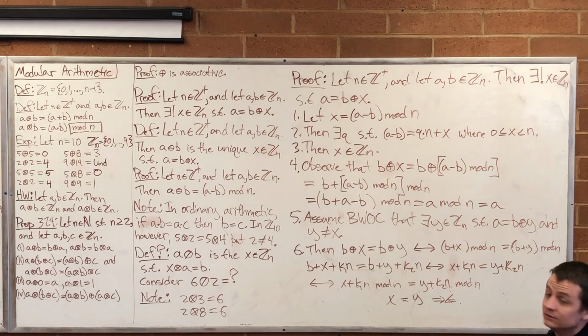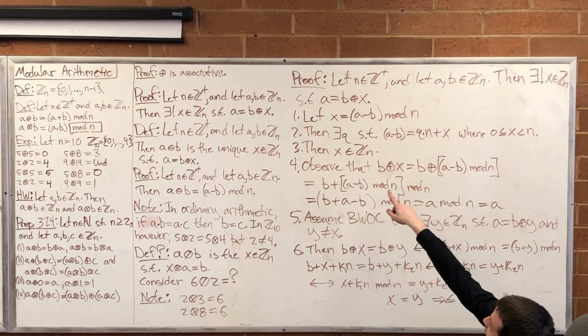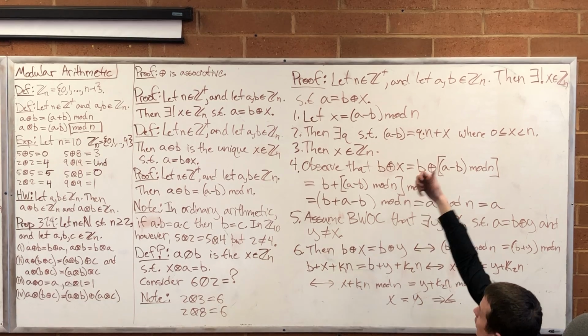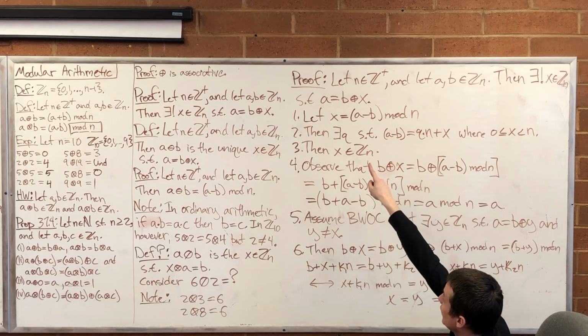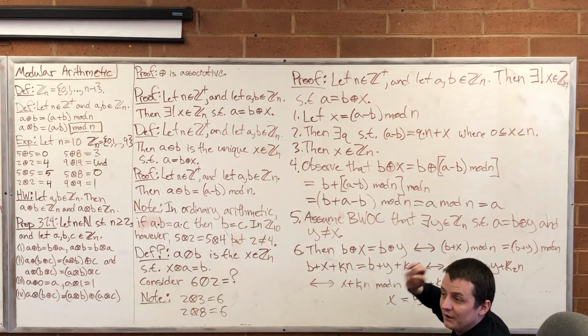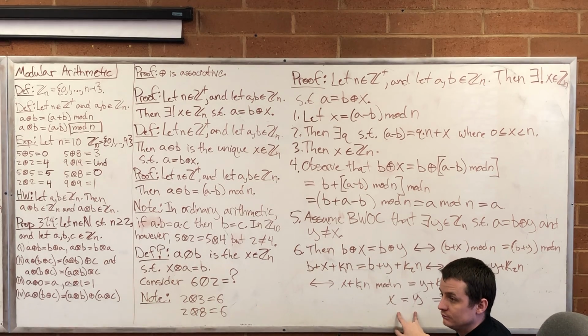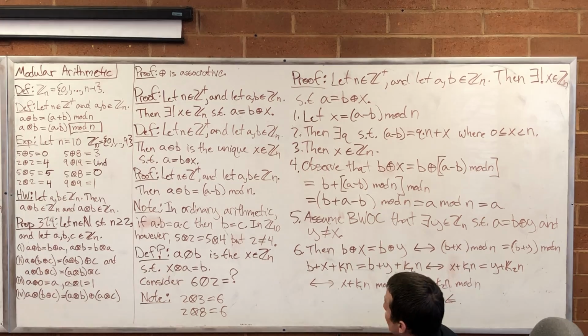Make sense? Yeah. We showed three things. We showed, first of all, that x equal to that thing is going to be the x that satisfies this. We showed 1, that x was in Zn. 2, that x satisfies that equation. And then 3, that if anything else satisfies that equation, it's really just x. Make sense? Okay.